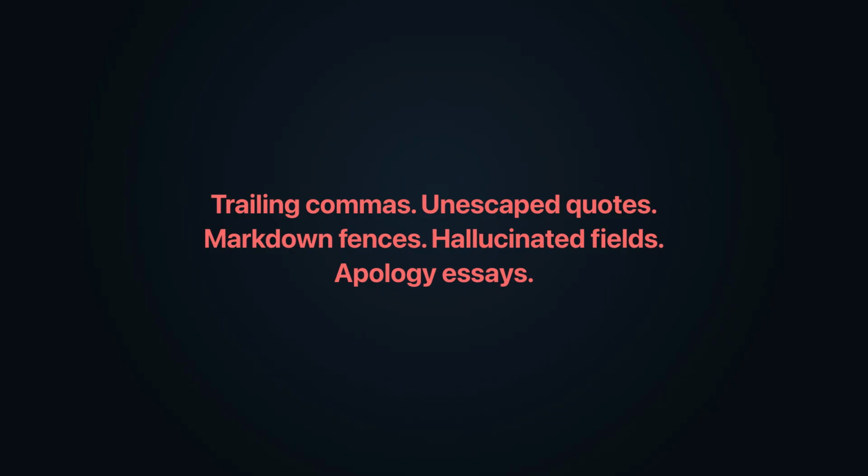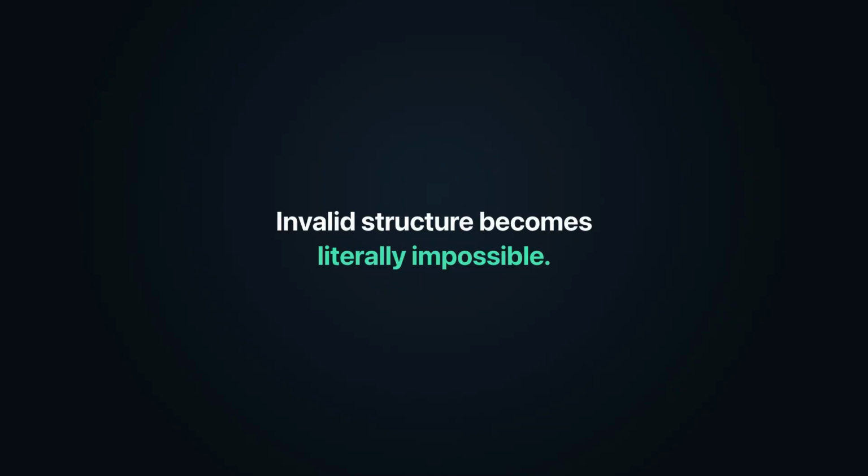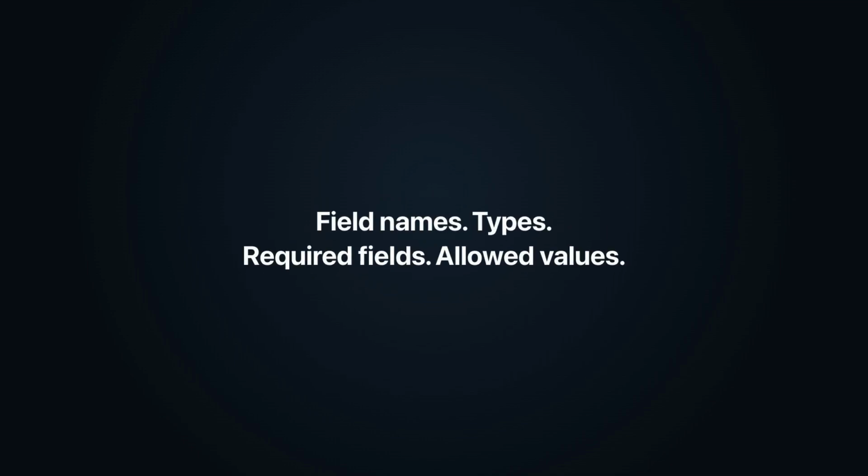That's where JSON schema enters the picture. A schema is a contract that describes exactly what valid output looks like: the field names, their types, which ones are required, and what values they're allowed to take. When you pass a schema to a provider that supports constrained decoding, the model is forced to sample only tokens that keep the output conforming to that schema. This isn't a suggestion the model might ignore. It's a hard rail. The difference in reliability between prompt-based JSON and schema-constrained JSON is the difference between hoping and knowing.